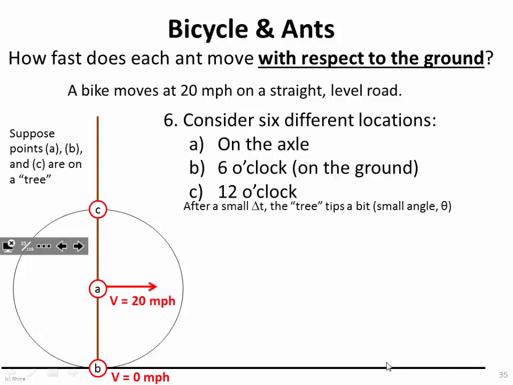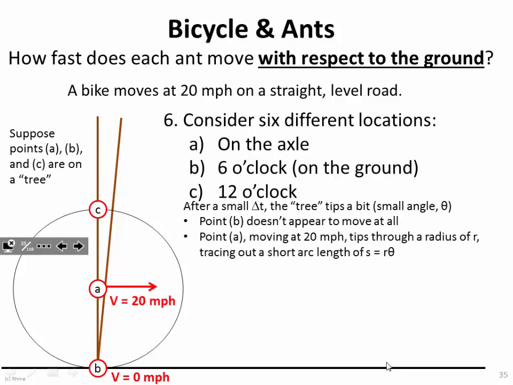So after a small change of time, the tree tips a little bit, all right? And at the bottom, your point B doesn't appear to move at all. Your point A, we already know is moving 20 miles per hour, through a length here of 1 foot. So 1 foot away, I'm rotating this way.